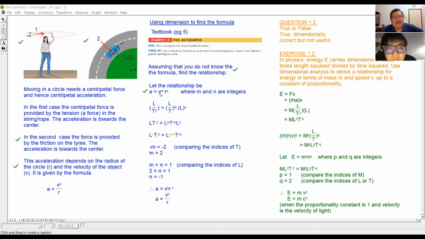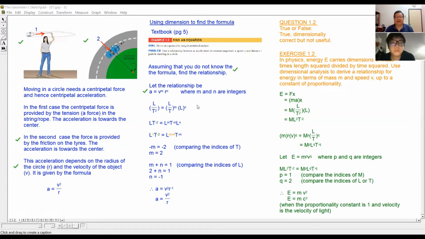So I say acceleration equals v to the power of m, because it can be v squared, v cubed, or v alone, I don't know. Then how is the r related? I don't know. It can be r to the power of 1, r to the power of 2, r to the power of -1, r to the power of -2. I don't know the exact relationship, so I say r to the power of n.